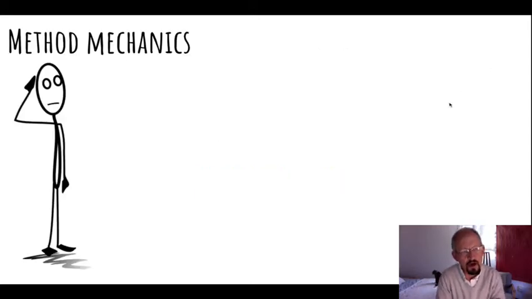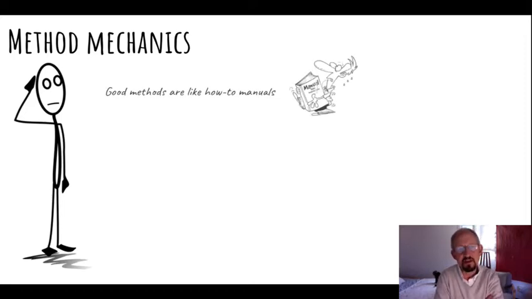So I want to start today thinking about the mechanics of methods, and I want to draw on an analogy. Good methods, when they're spelled out coherently, intelligently, and helpfully, most importantly, read like how-to manuals. They're really just to tell people what to do, step by step, and eliminate questions of potential variability in the ways in which people either assess or instruct.